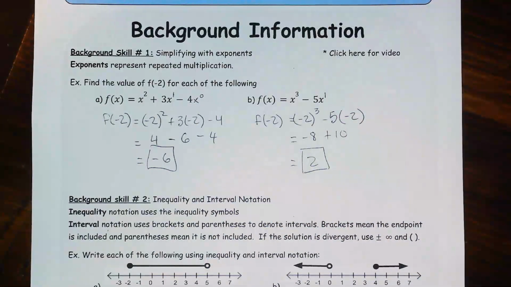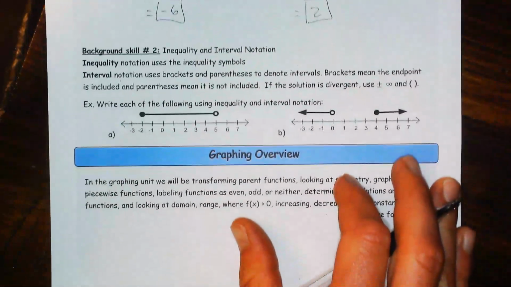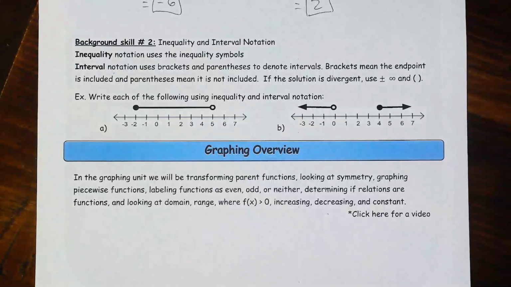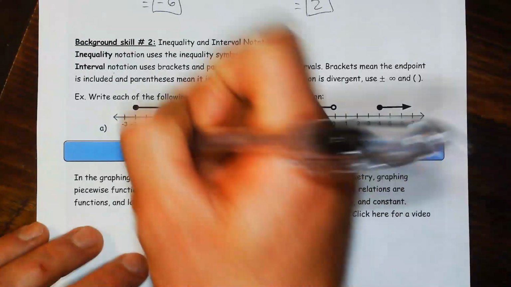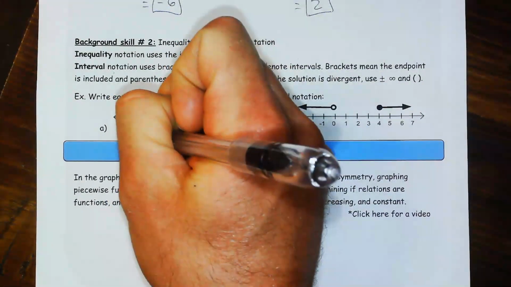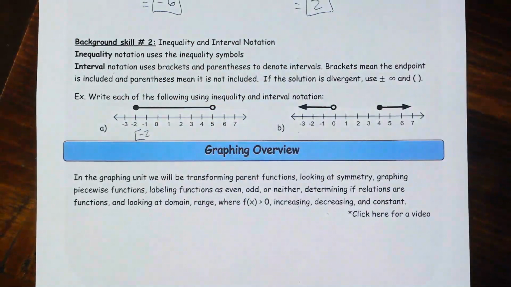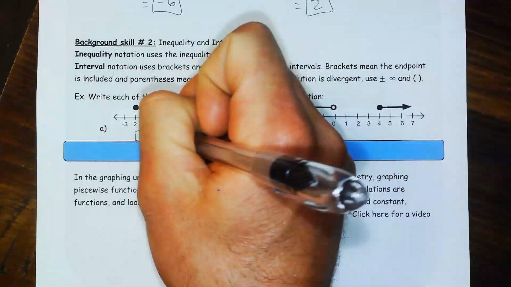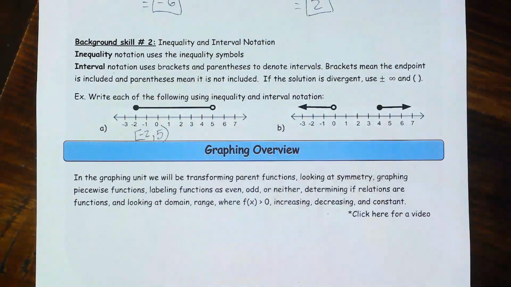The other thing that we will use, I know I've used this as a background skill before, but interval notation is going to continue to be important. So just as a reminder, brackets mean we want to include. So I would say -2 with a bracket, comma, 5 with a parenthesis, because that's not included.